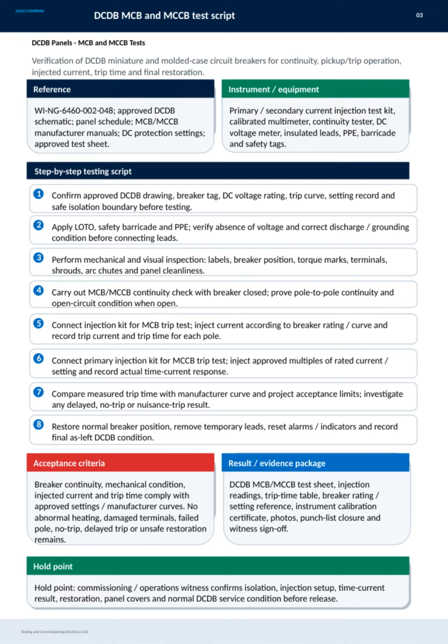Acceptance criteria include passing continuity, mechanical conditions, injected currents, and trip times without any abnormal heating, damage, or unsafe conditions remaining. The evidence package consists of test sheets, injection readings, trip timetables, breaker references, instrument calibration certificates, photos, punch list closure, and witness sign-off. Lastly, there's a crucial hold point where commissioning or operations witnesses must confirm proper isolation, test setup, results, restoration, and panel closure before releasing the DCDB to normal service. This ensures a safe and reliable electrical grid operation.